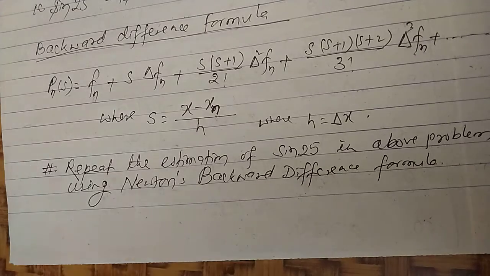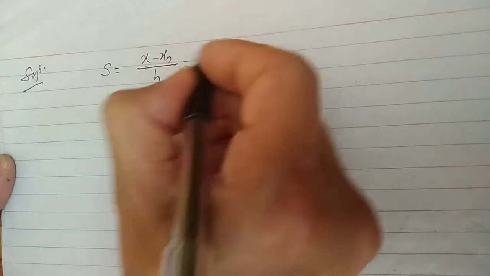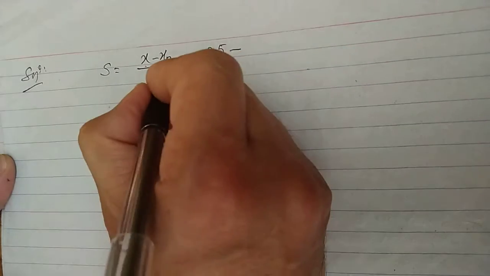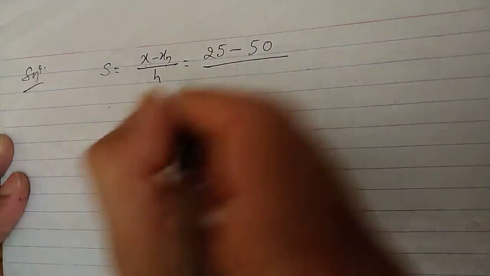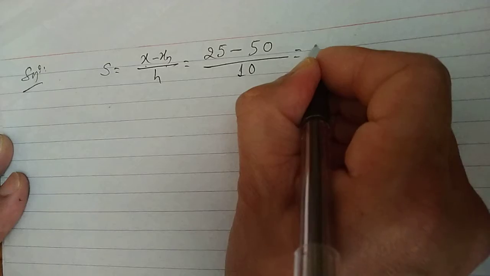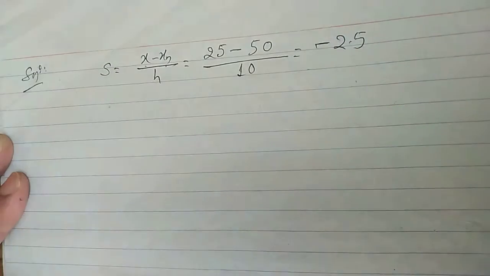Okay, so we'll be using the same table. So let's do the solution. So s is equal to what here? x minus xn divided by h. All right, at which point do we need x? At 25. xn, the maximum value of x, is x4, which is 50, divided by h. What is h? The difference is 10. So that will be equal to minus 2.5.